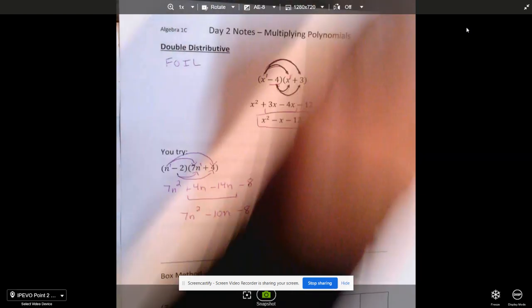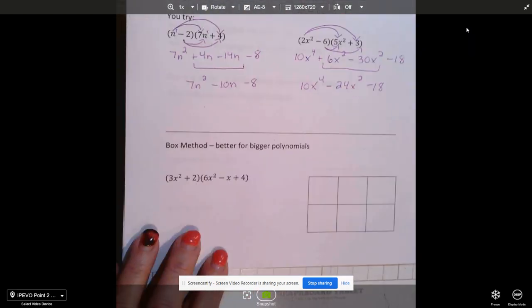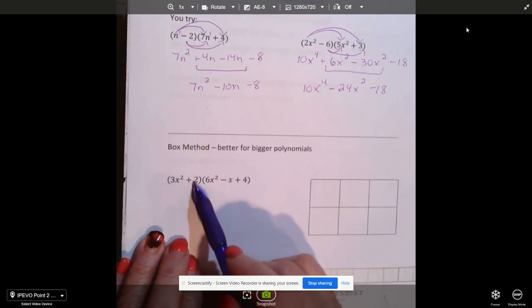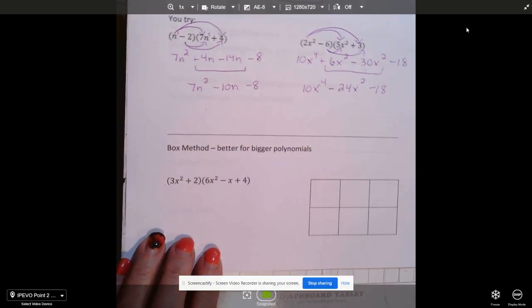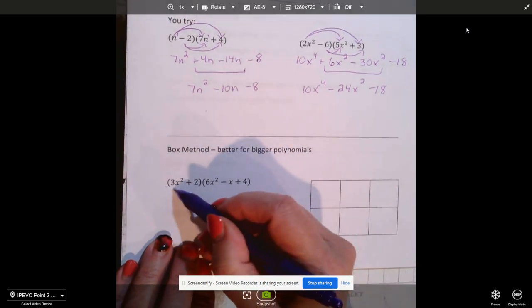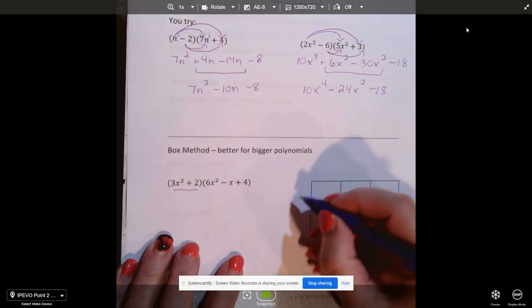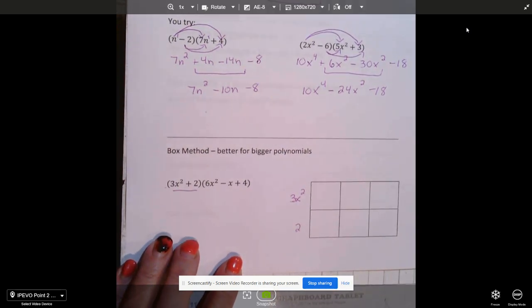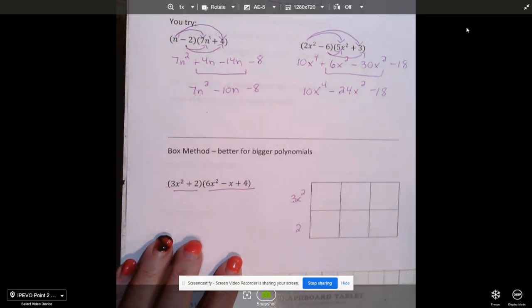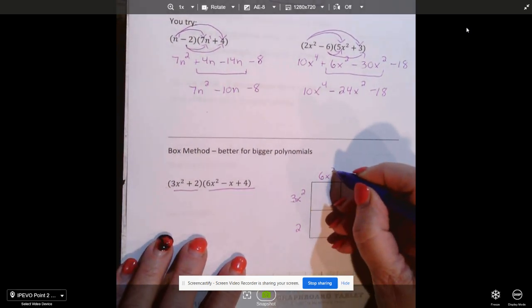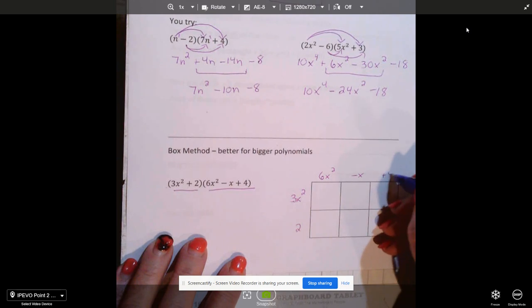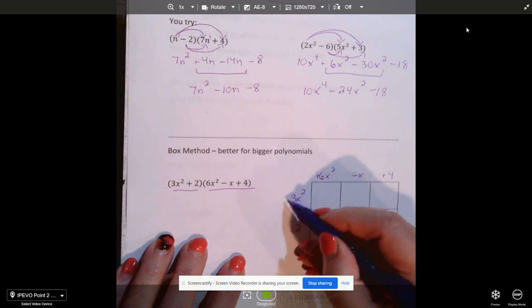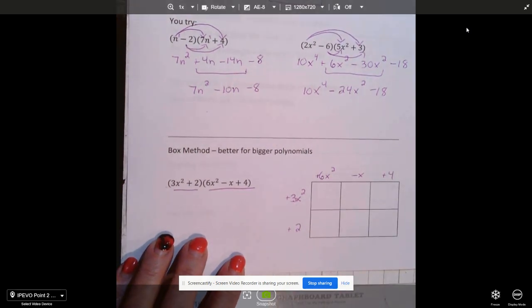Now, some people prefer to do what is called the box method, especially when you have bigger polynomials. So here I have a binomial, 2 things, times a trinomial, 3 things. So sometimes what they'll do is they'll take this binomial and they'll put it in the column going down. So they'll put the 3x squared there and the 2 there. Then they'll take the trinomial and put it going across, 6x squared minus x plus 4. Again, always take the sign with it. I could put pluses on all of these if I wanted to, but the plus is actually assumed.